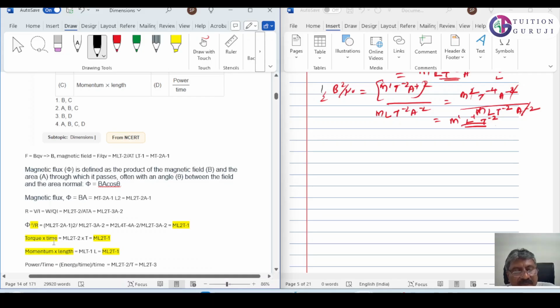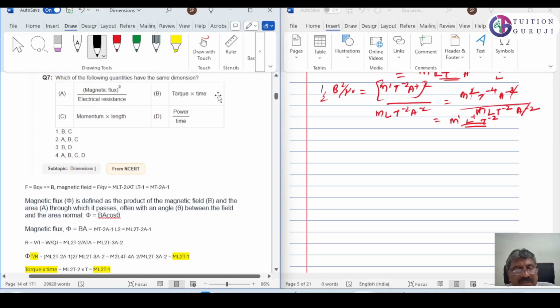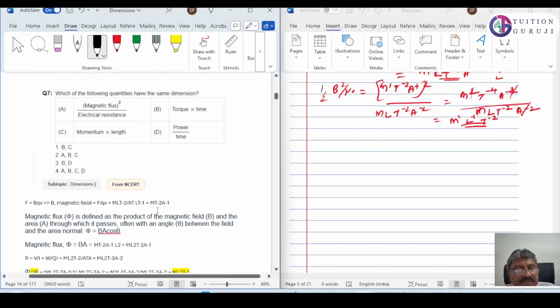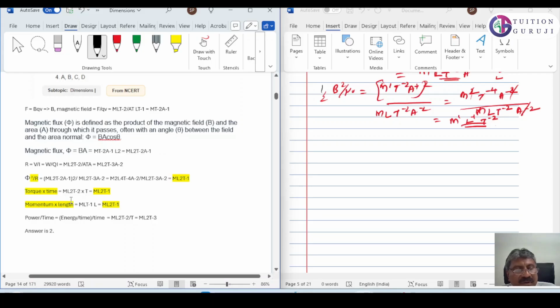Next one is torque into time. Torque is actually the same as energy, M L square T raised to minus 2, and into time means M L square T raised to minus 1. Momentum into length: momentum is m into v, which is M L T raised to minus 1, into L. That is M L square T raised to minus 1.